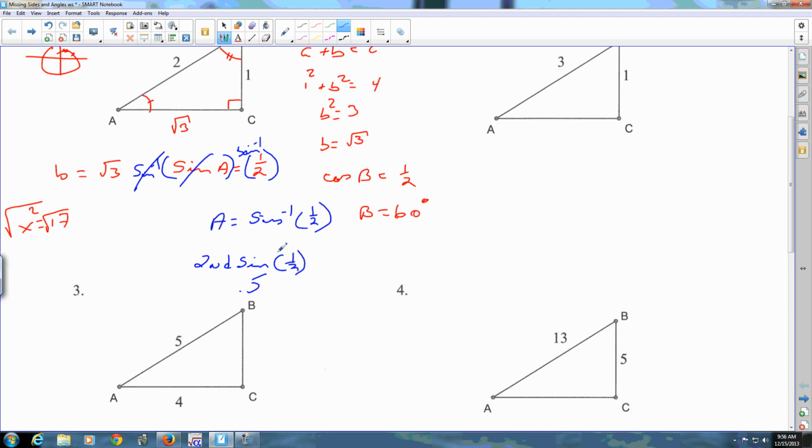So if you need to change the calculator, just hit mode. It's next to the second button. Scroll down and highlight degrees and hit enter. Okay, so it's through the mode button.